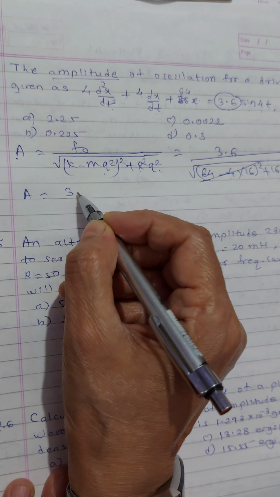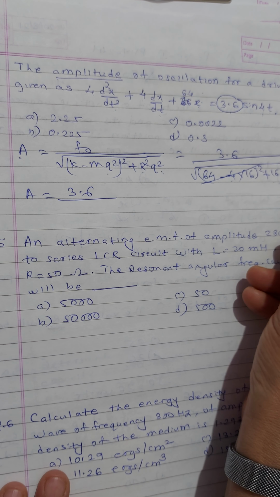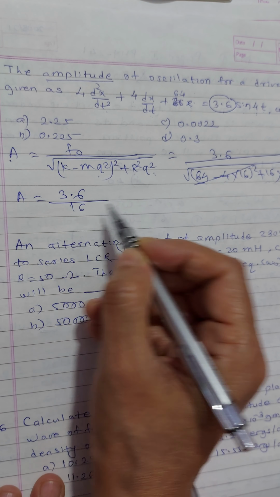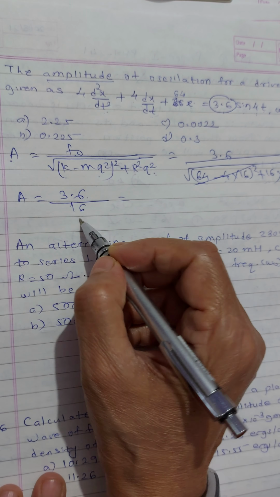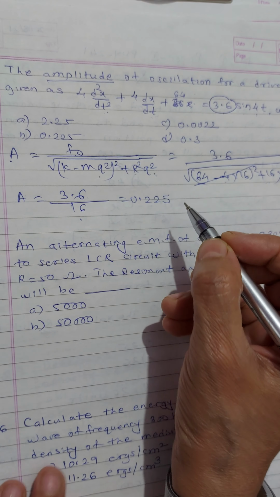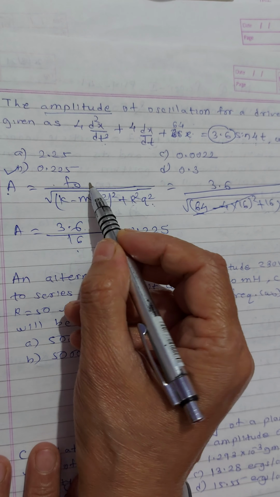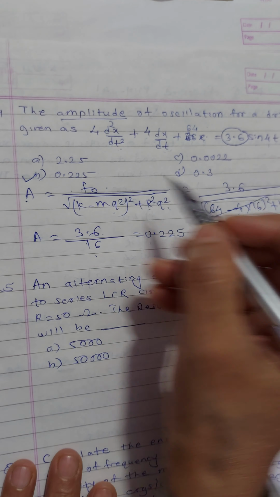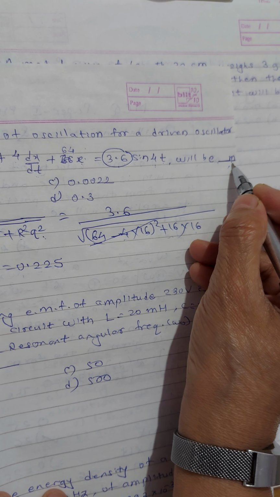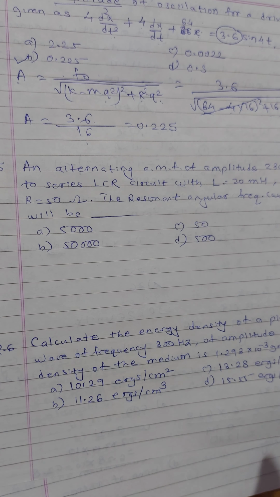A is equal to 3.6 divided by under root 16 into 16. So outside it will come 4 into 4. So here it will be 16. So if you divide this 3.6 by 16, you should get the answer 0.225. So that's why answer B is correct, 0.225 in meters. Obviously not given because I mentioned very clearly how much in meters. Right? Next question, question number 5.